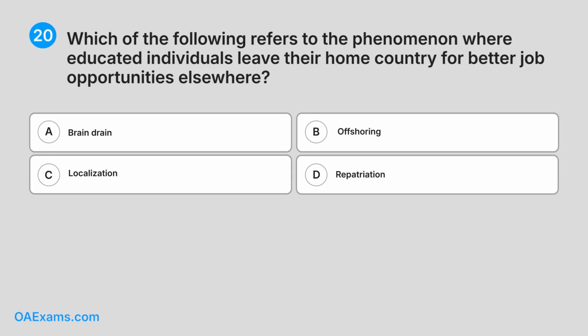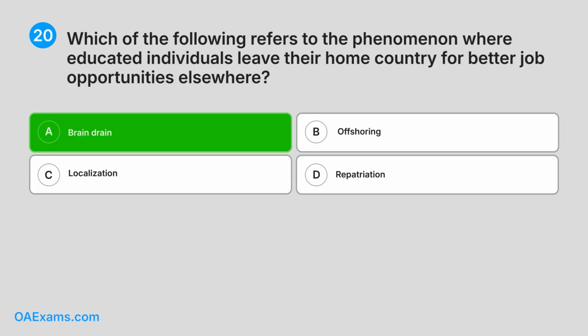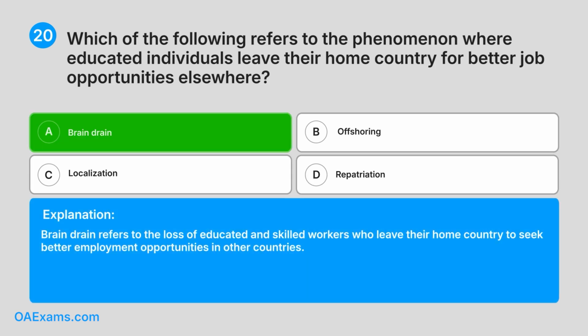Correct answer, A. Brain drain. Explanation. Brain drain refers to the loss of educated and skilled workers who leave their home country to seek better employment opportunities in other countries.